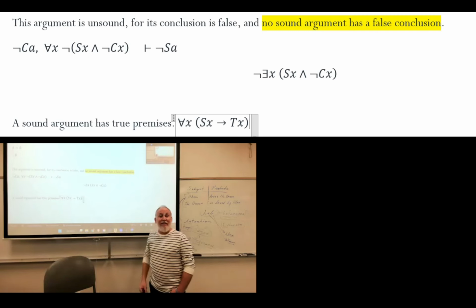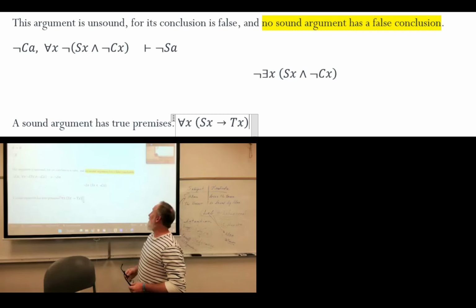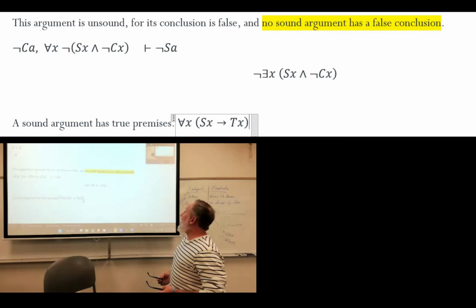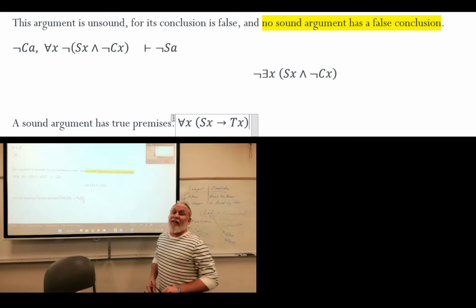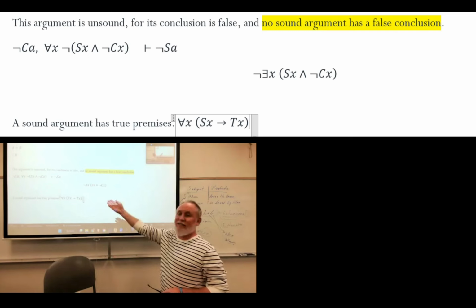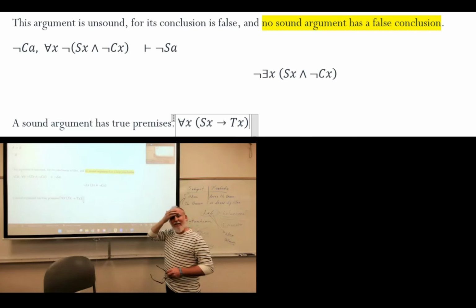All those things intend the same thing. See, because you can read it as, no sound arguments have false conclusions. And we could also say that of all the sound arguments, none of them has a false conclusion. And that's universal. That better matches your universal negation.